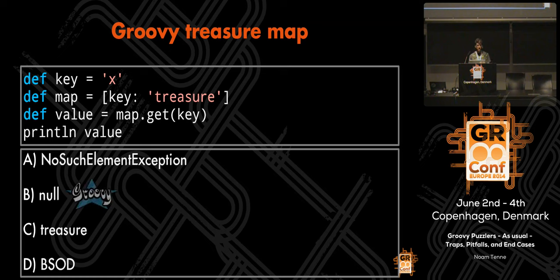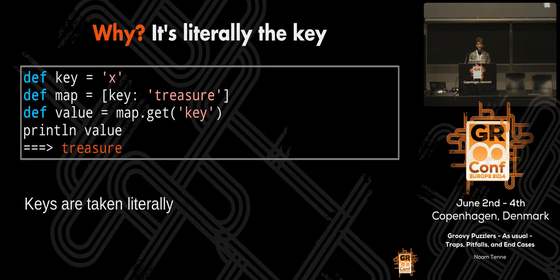Okay, that's right. Null is the result. Null is the result because keys are taken literally, even though in the same method, in the same scope, you have a variable or a parameter with the same name, we ignore it. I think rightfully so. But we literally take the keys, so we'll only get our treasure if we go on the key itself.